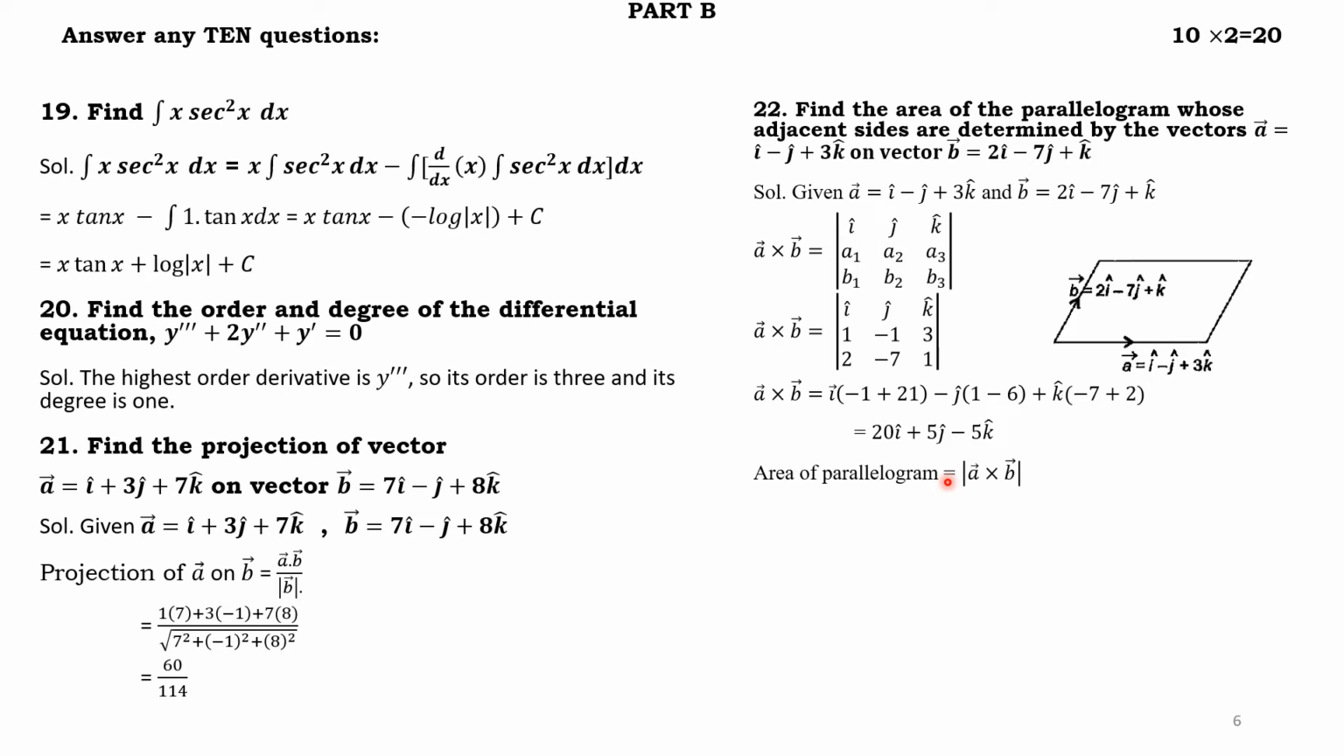The area of the parallelogram is the modulus of A cross B. Therefore, we have to take the modulus of the above expression. The area is equal to the square root of 20 squared plus 5 squared plus, within brackets, minus 5 squared. That is equal to 400 plus 25 plus 25, that is equal to 450, which is equal to 15 root 2 square units.